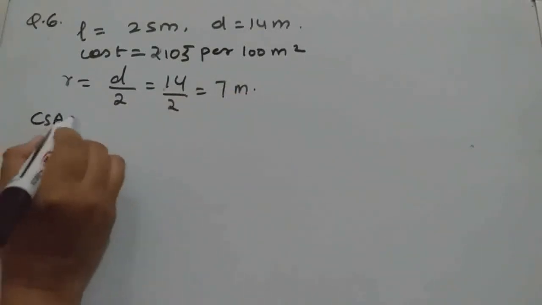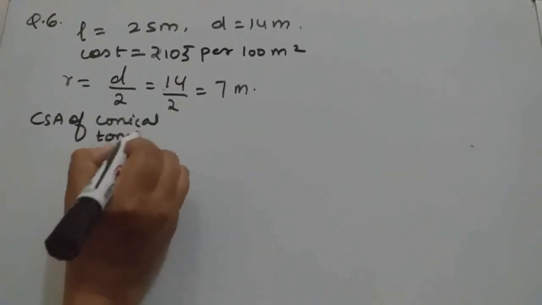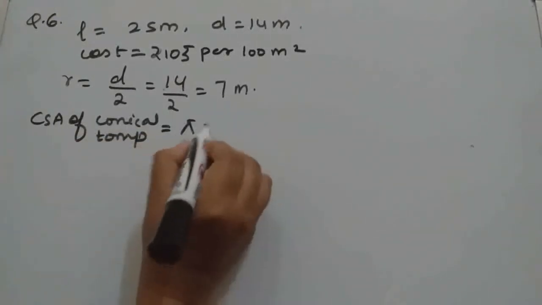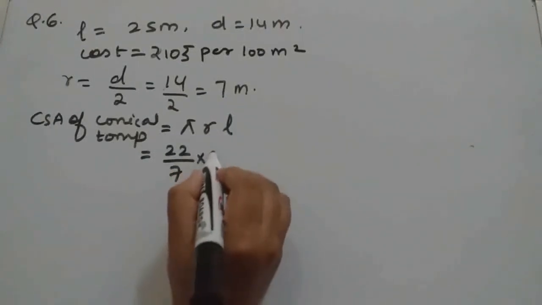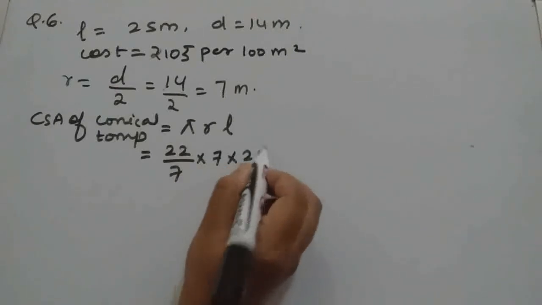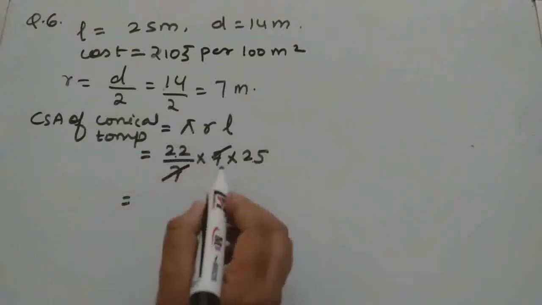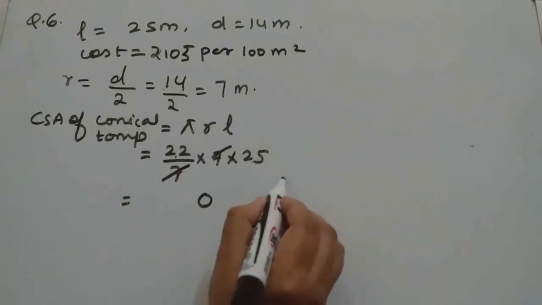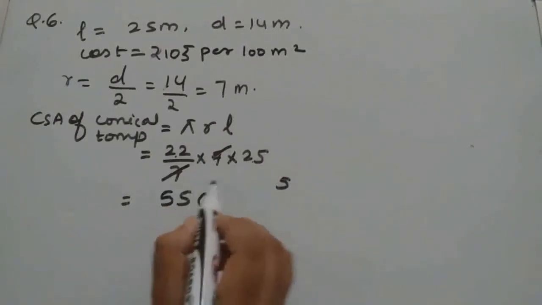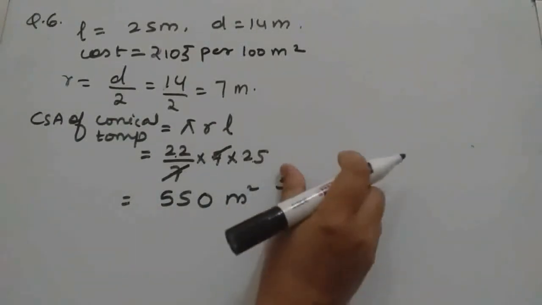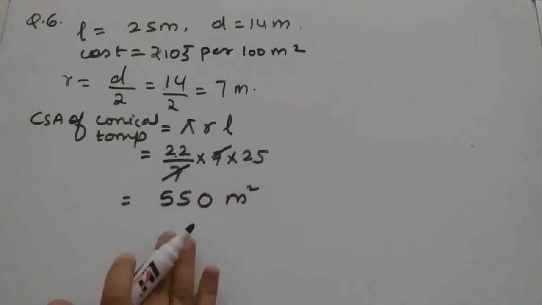So the CSA of the cone, or conical tomb, we can write, is pi r L. So 22 by 7, r is 7, L is 25. So 7 will cancel. So 25 and 22 we can multiply to get our answer. 25 2s are 50, then 50 plus 500, so 550 meter square. So this is the CSA.